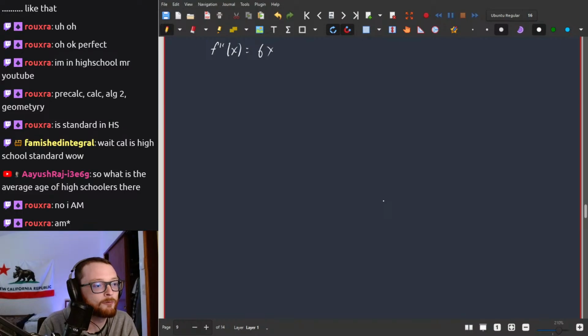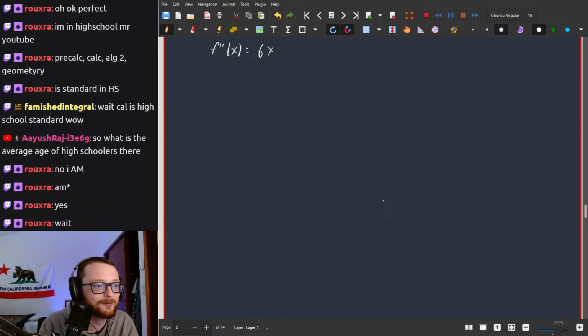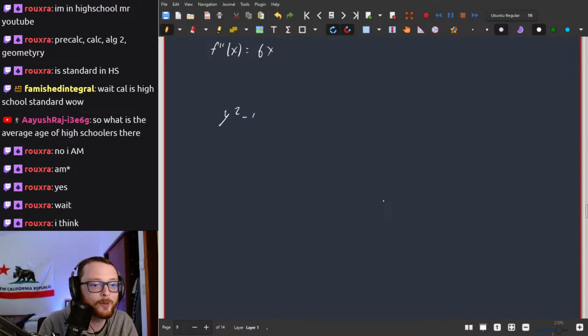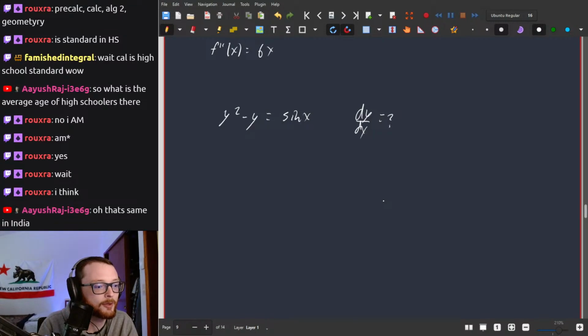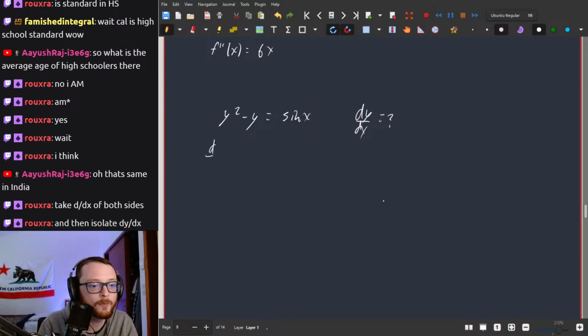Okay, so you want second derivatives for implicit equations. So first off, do you know how to do first derivatives with implicit equations? I assume you do if you're asking me this. So if I had something like y squared minus y is equal to maybe sine of x, could you find dy by dx here? The same in India? Okay. Right? Good first step.